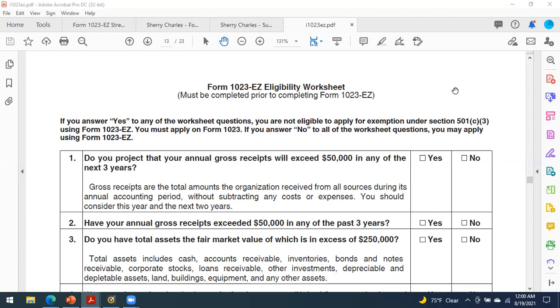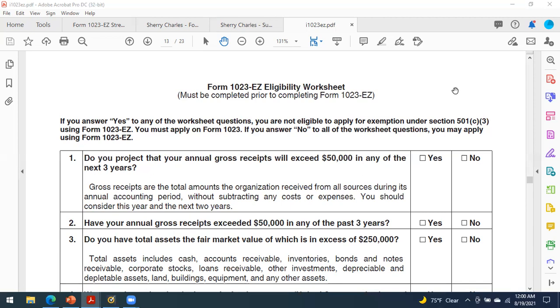Remember, you must answer no to every question in order to be eligible to apply for 501c3 status using the Form 1023-EZ. In my opinion, I don't see how you could answer no to this question.